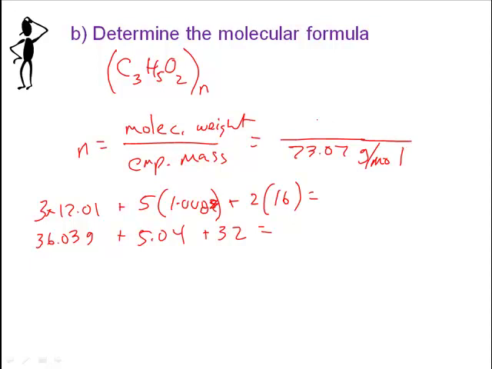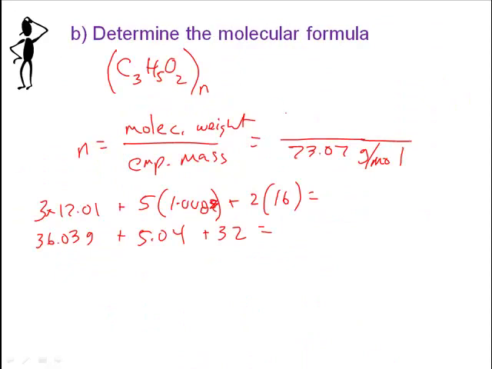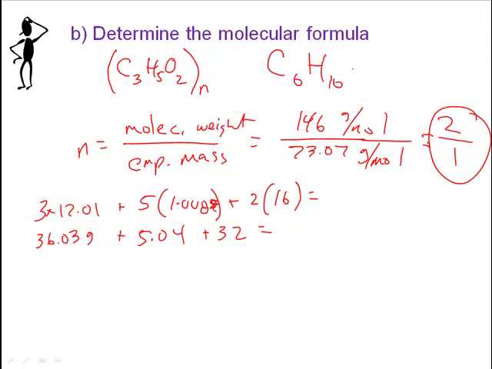And then the molecular weight, that is either given to the problem or we have to calculate that, which is 146. So as you can see, 146 divided by 73.07 should give us a good whole number ratio. This happens to be 2/1, or n equals 2. So n equals 2, that means you got C6H10O4, that's a 10 there. That is its molecular formula. So that's how to determine the molecular formula.